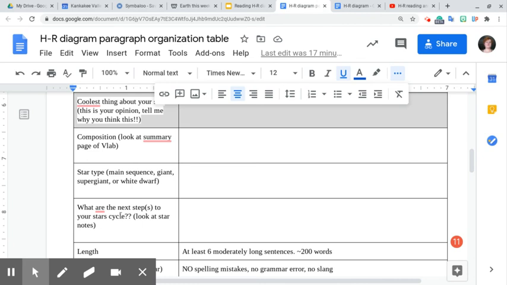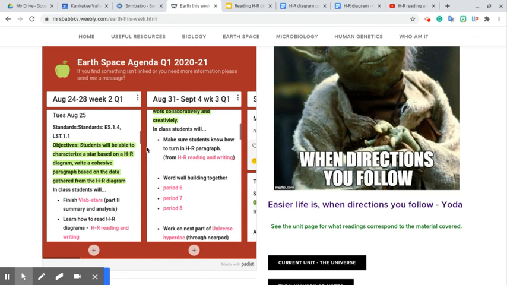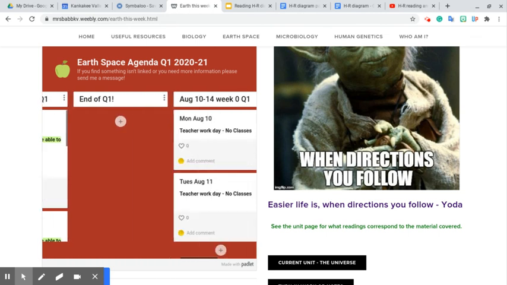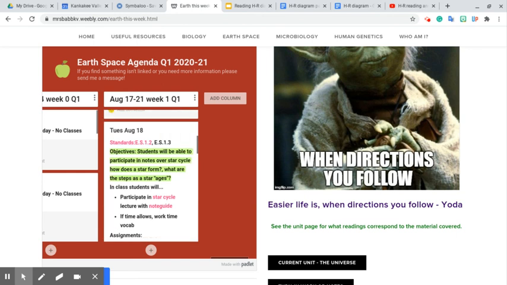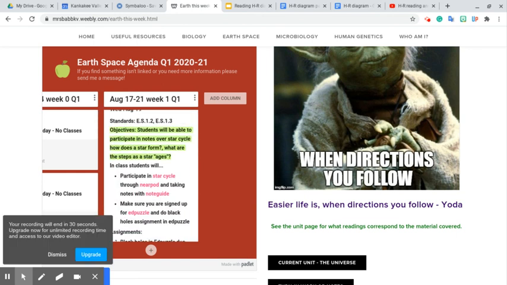What happens next? Look at the star cycle notes. You took those notes all the way back, August 18th and 19th. So you should have those in class. Go back, look at those. What was the life cycle of those stars? Include all the steps. If it's a main sequence star, it goes to red giant. Then what? Continue that out.